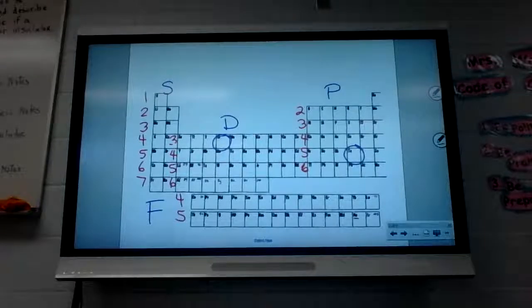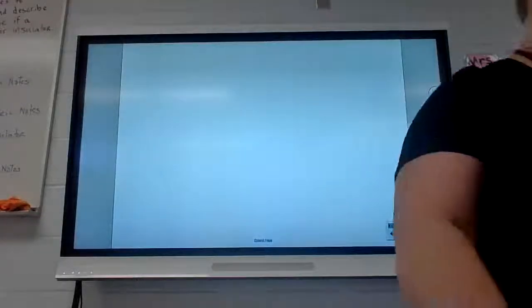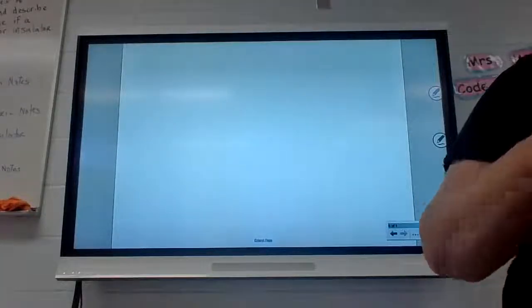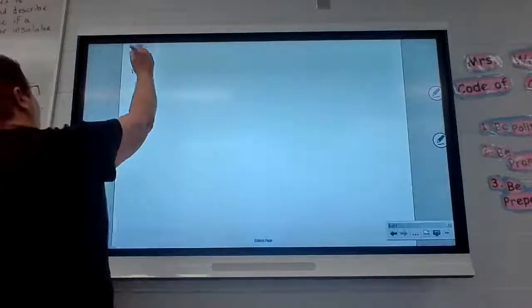Now, let's talk shorthand for a minute. Now, shorthand does not start at 1S, people. I don't know about y'all, but I'm tired of starting at 1S. What is this called? Same thing you were doing, it was an electron configuration. I wrote shorthand.